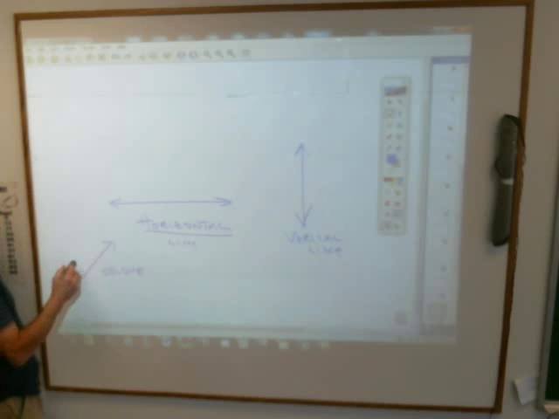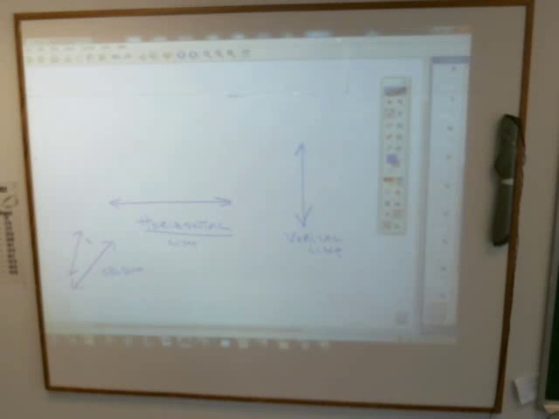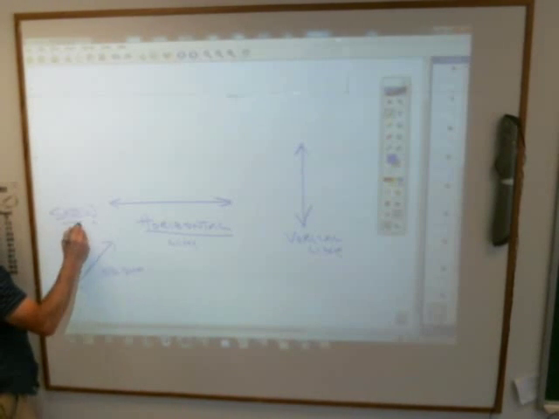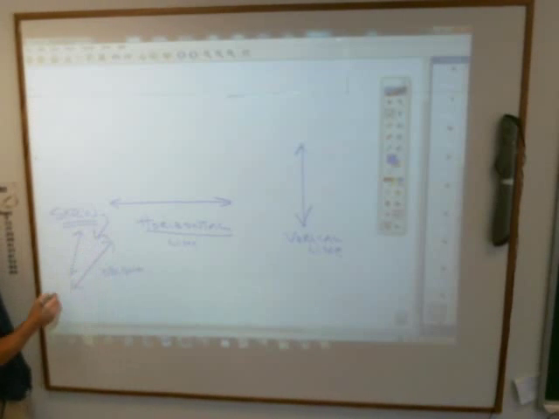But if you have two lines that are neither parallel nor perpendicular, I should have done that. Two oblique lines that are not parallel or perpendicular are called skewed. Look at all the definitions here.